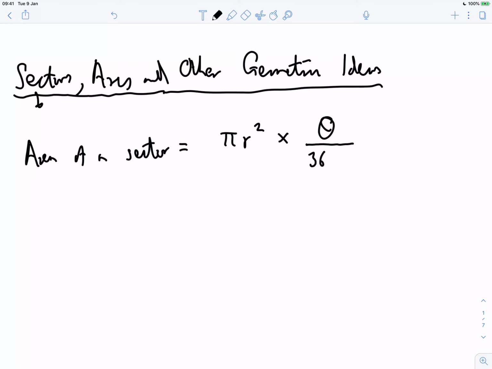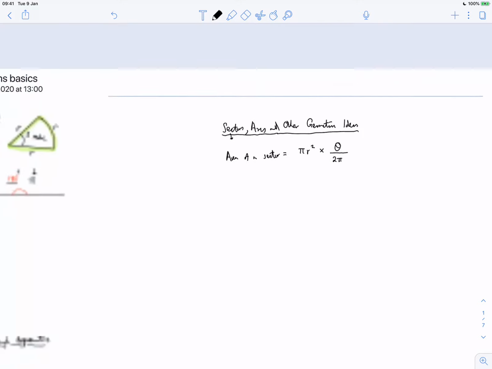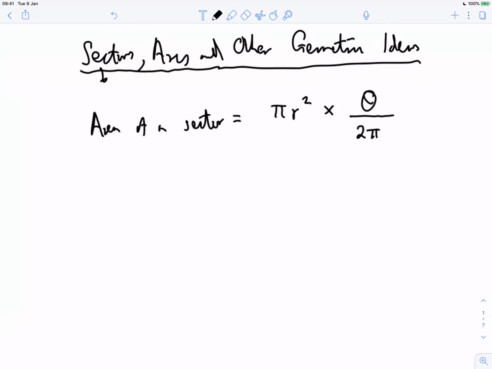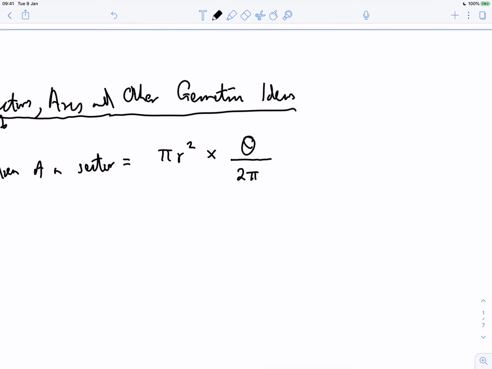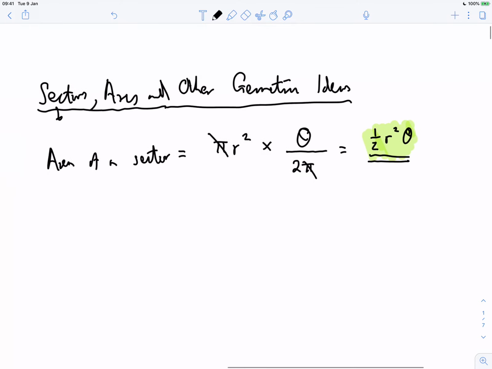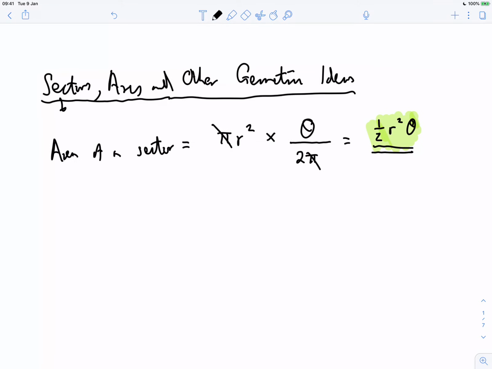But now look what happens if, instead of out of 360 degrees, we're working in radians, where a whole circle would be 2 pi. If 180 degrees is pi, then 2 lots of 180 degrees is 2 pi, right? A whole circle would be 2 pi. Now the pi's cancel, and you're just left with r squared times theta all over 2, or just half of that. So when working with radians, areas of sectors become incredibly easy to work out. It's just half of the radius squared times the angle in radians.